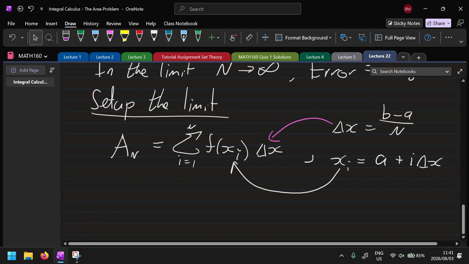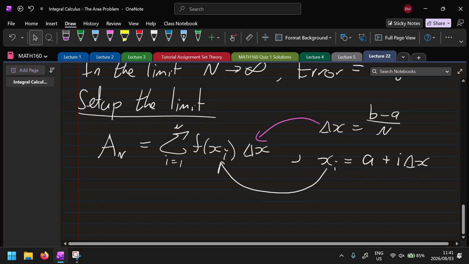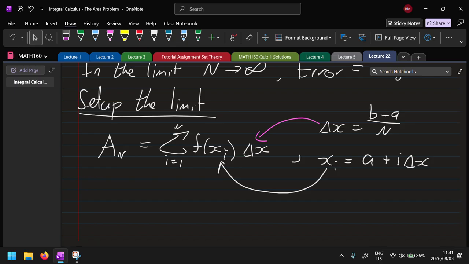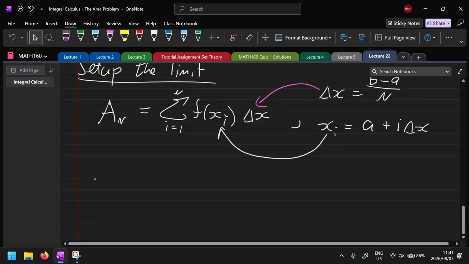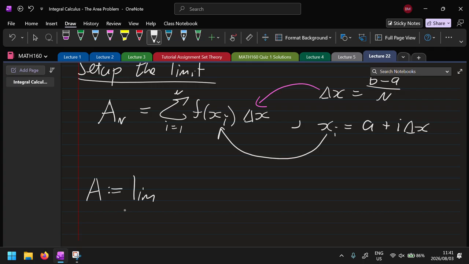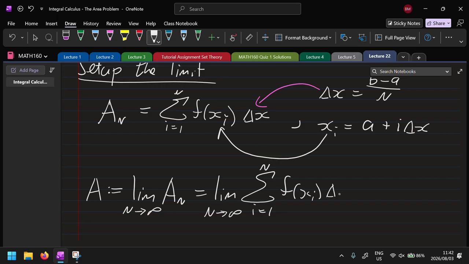Okay, straightforward. Now this is just for n rectangles, right? The hope was that in the limit of n goes to infinity, the error goes to 0, and the area becomes the exact area that we're looking for. So we say that A is defined as the limit as n goes to infinity of A sub n. Okay, and then we can substitute. So this is equal to the limit as n goes to infinity of the sum, i goes from 1 to n, of f of x_i delta x.